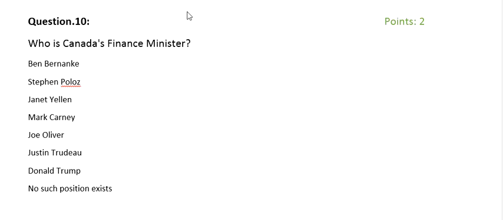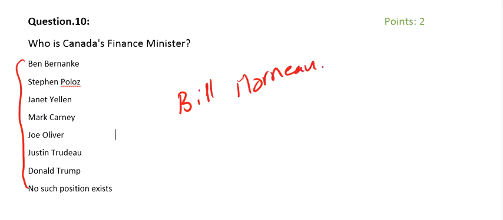Question number 10. Who is Canada's finance minister? The list we have does not include the present finance minister, so none of these. All we have is Mr. Bill Morneau. And 2 points for this. I'm sure you noticed that, but I don't know. He will compensate everyone for this question because the question is basically wrong.